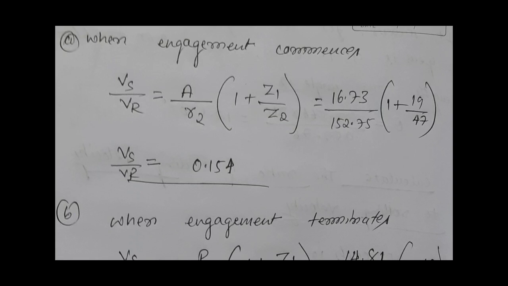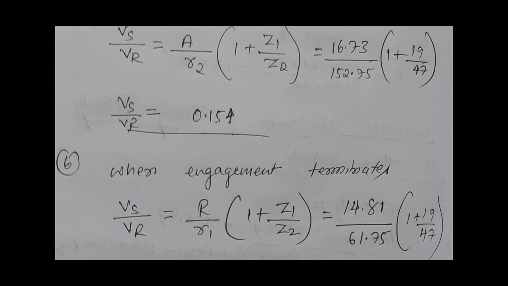That is with respect to the statement of the problem. When engagement commences, the ratio asked is Vs divided by Vr, velocity of sliding divided by velocity of rolling. So A divided by R2 of 1 plus Z1 divided by Z2. A stands for approach, R2 stands for pitch circle radius of the bigger wheel, of 1 plus 19 by 47. By substituting the values, the ratio of velocity of sliding to the rolling is 0.154 for the engagement commences.